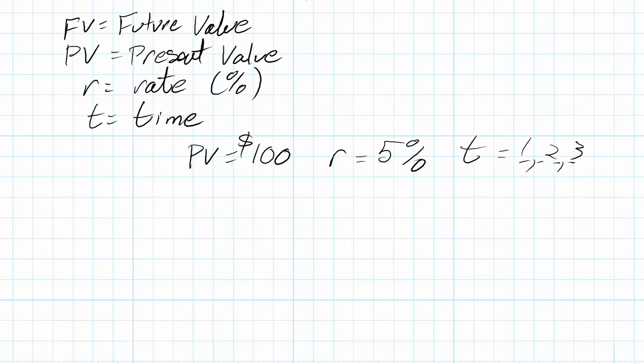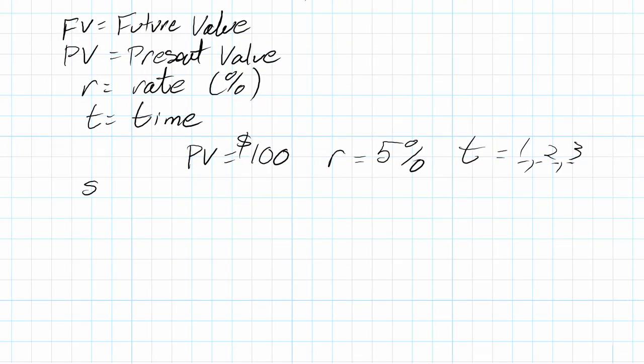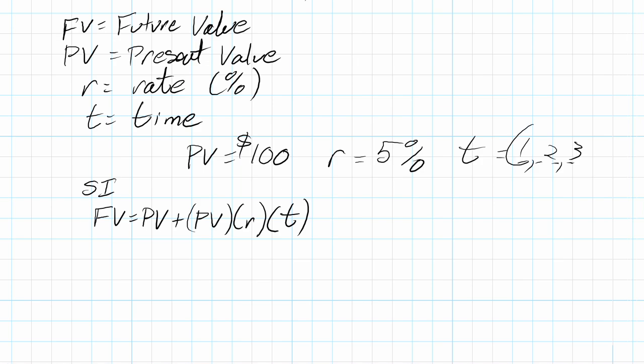So the simple interest formula, or SI, says that the future value is equal to the present value plus the present value times the rate times time. Okay, so let's start off with T equaling 1. We're going to go for year 1.